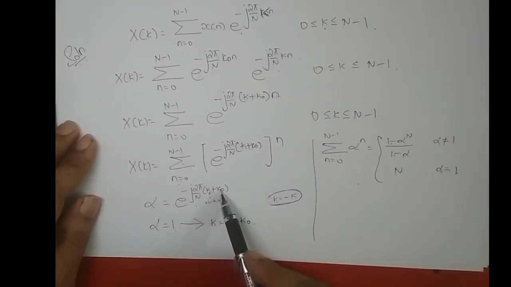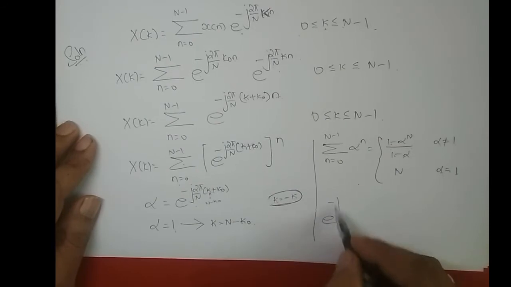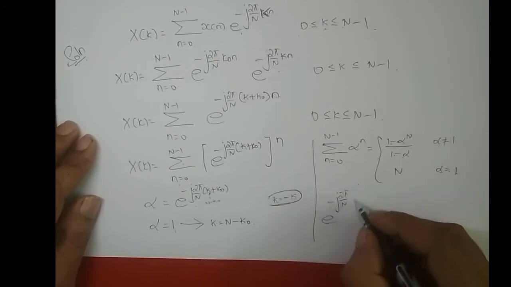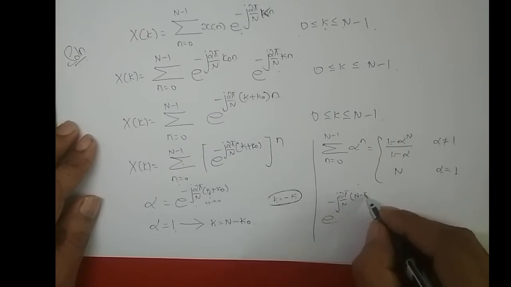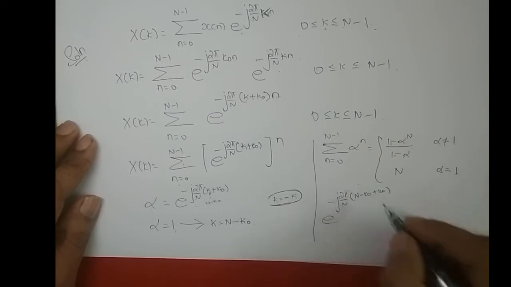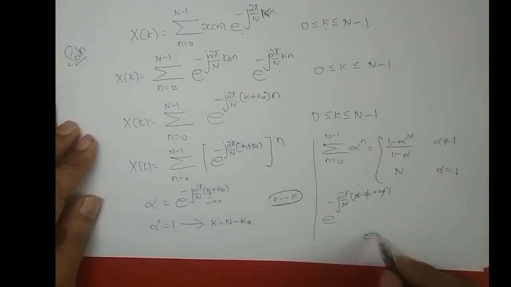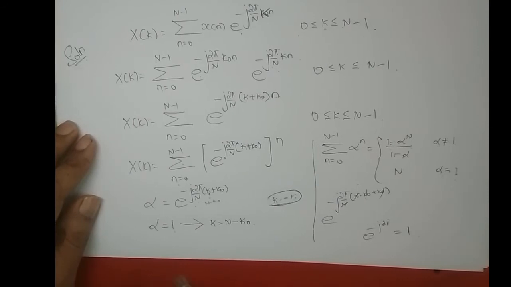minus k naught plus k naught cancels out. So I end up with e power minus j 2 pi by N into N. What is that? N minus k naught plus k naught, right? So these two cancel out, and now again these two cancel out. What is e power minus j 2 pi? This is equal to 1, right? Correct, no? So therefore alpha equal to 1 implies k is equal to N minus k naught.